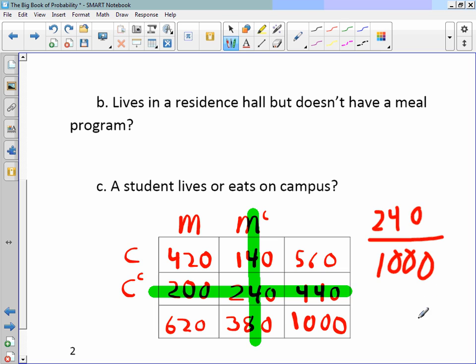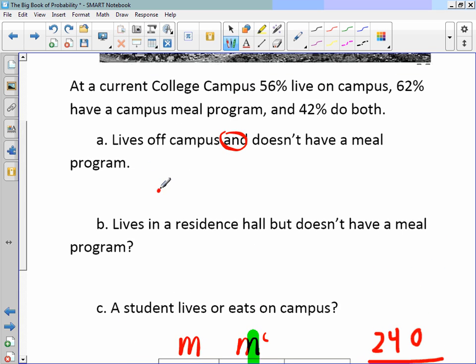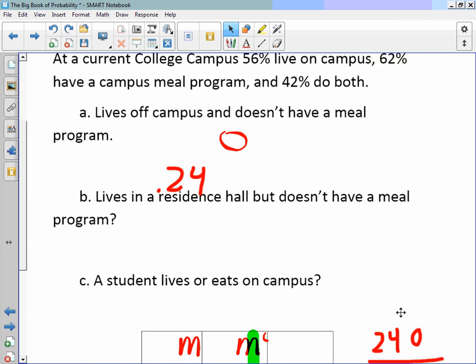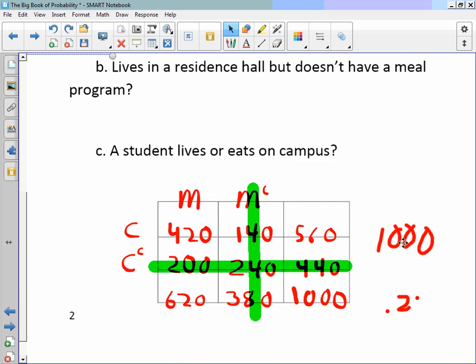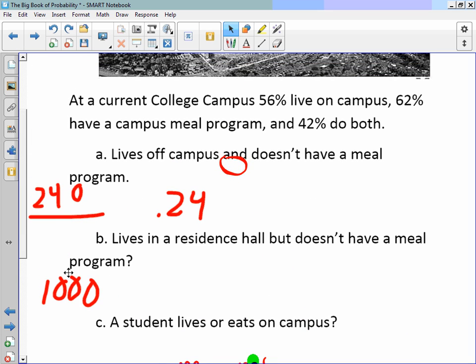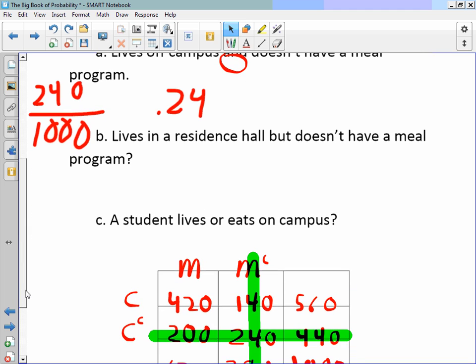Actually, let's write that up in the answer. Let me move this up here. There we go. 240 over 1,000. Remember, you always want to show your fraction when you're working. They will dock you points on the AP exam. So just make sure you always show your fraction. Lives in a residence hall, but doesn't have a meal program. I'm going to erase all this stuff, so hopefully you guys have it.